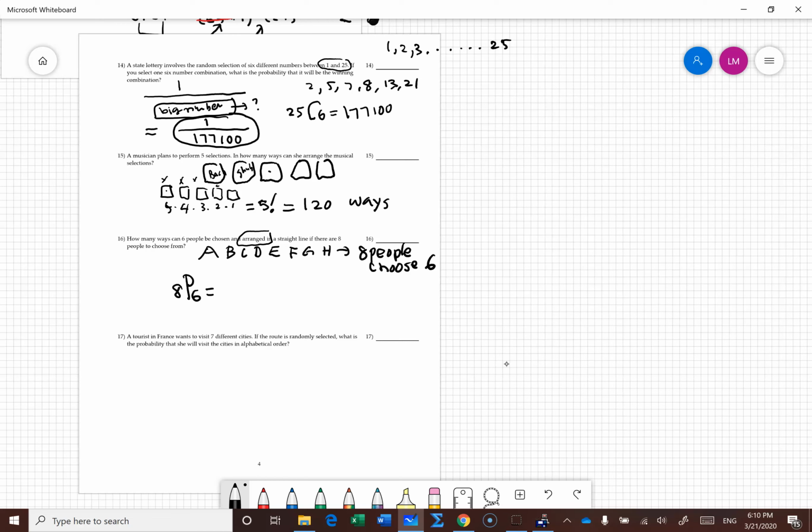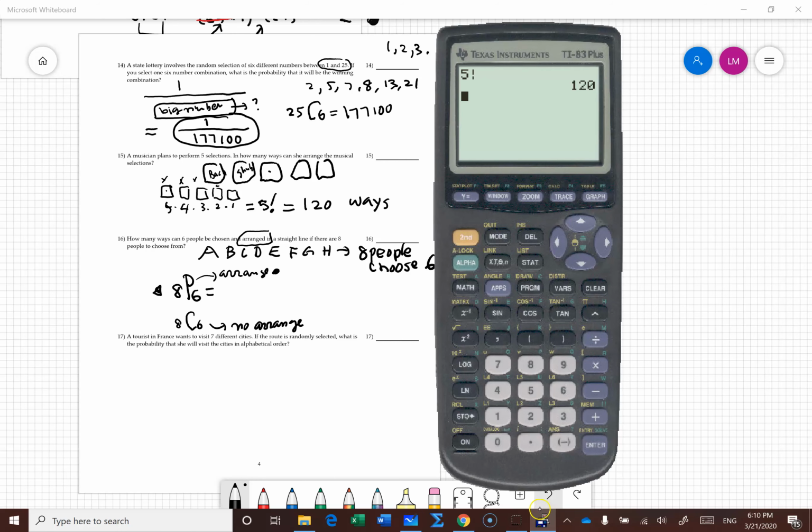Because you have to arrange it. If you don't have to arrange, then it will be 8C6. This is arrange, this is no arrange. In this question, you have to arrange, so you have to pick this one. So 8P6 on the calculator.